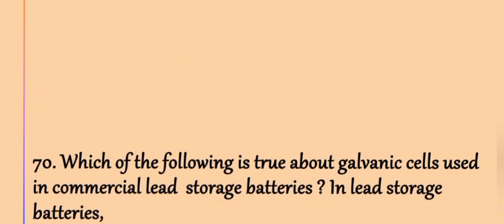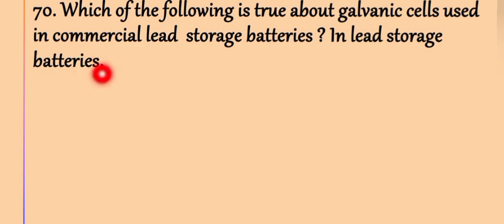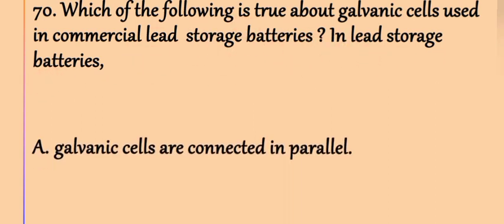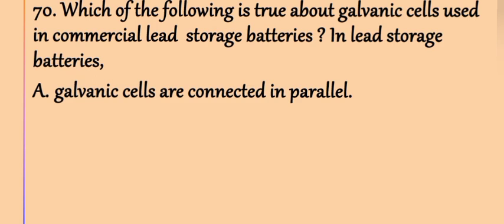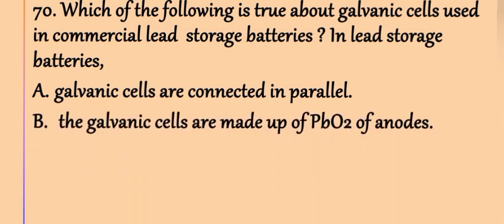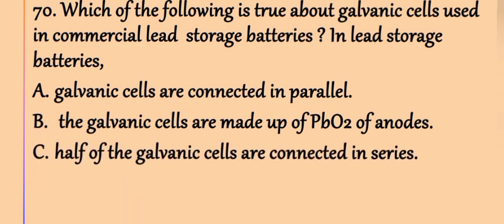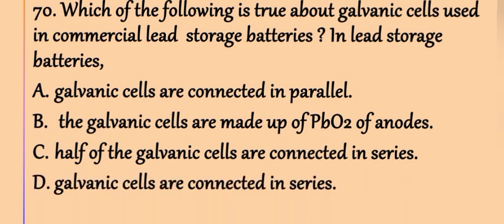Question 70. Which of the following is true about galvanic cell used in commercial lead storage battery, or car battery? In lead storage battery, A. galvanic cell are connected in parallel. B. The galvanic cell are made up of lead peroxide of anode. C. Half of the galvanic cell are connected in series. D. Galvanic cell are connected in series.